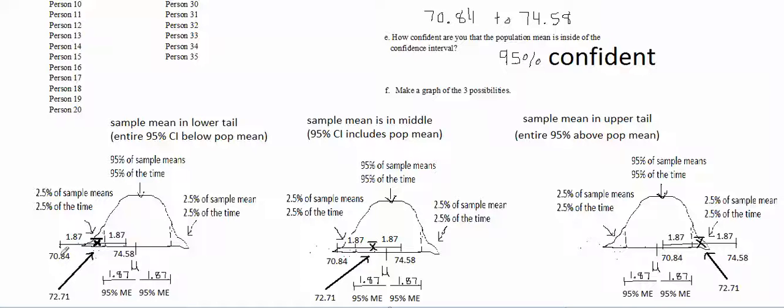Also, label these two tick marks like I did. See how I labeled 70.84 and 74.58? Those are the two endpoints of my confidence interval from this answer up here. So take the two endpoints of your confidence interval and label them here and here, like I did. Also label your sample mean. My sample mean from part A was 72.71. So that's my x bar.